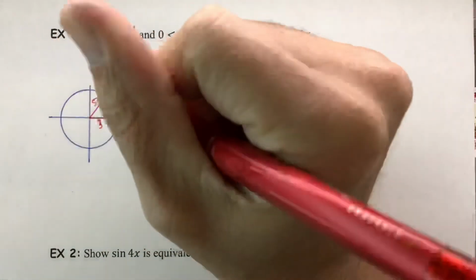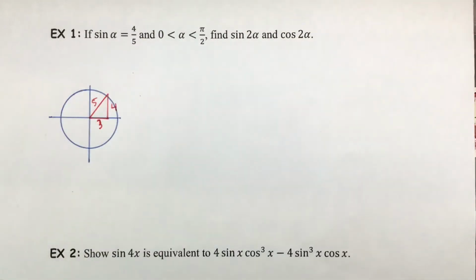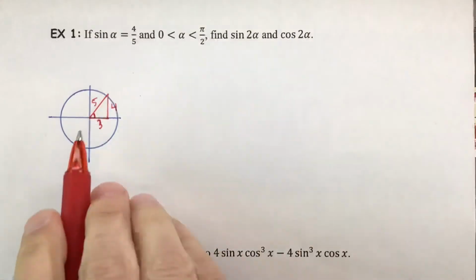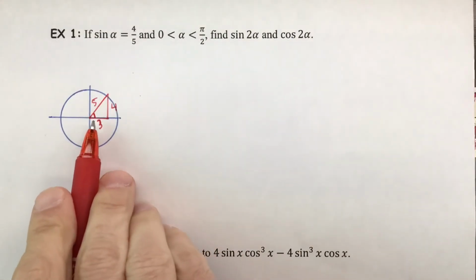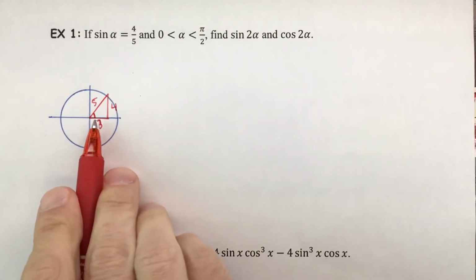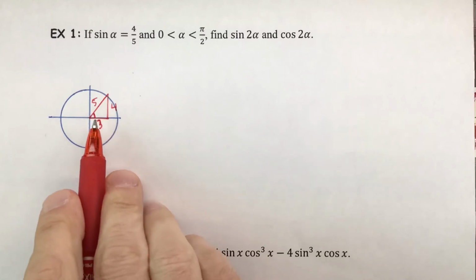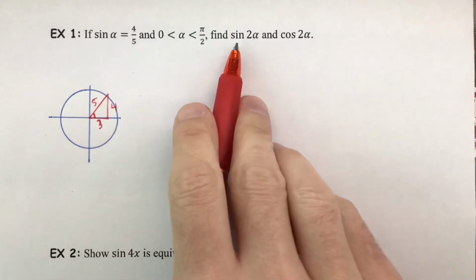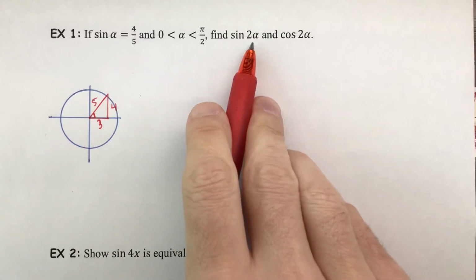Let's write that a little bit better. I drew this a little bit small here, but I'll just mark it there. That's alpha. So alpha is a measurement that goes from the positive x-axis up to that location. And what we're going to be figuring out is how we would evaluate the sine if we double that angle.